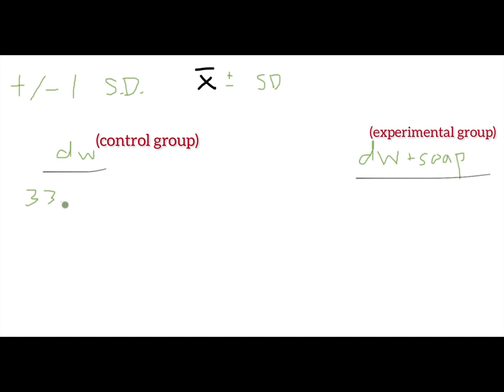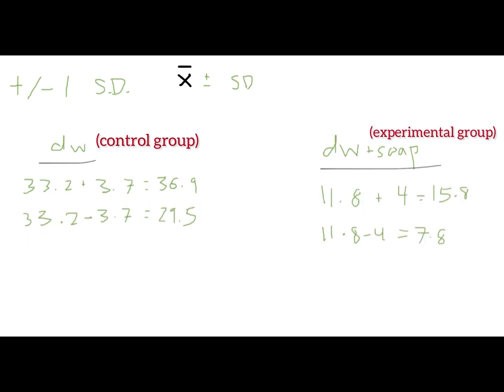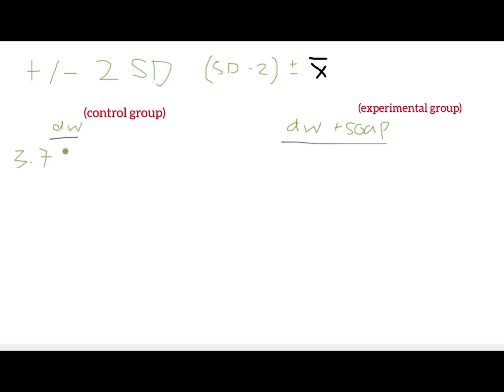And now we are going to find the plus minus 1 standard deviation, and we're just going to take the mean from each group and subtract it by its standard deviation. And we're just doing the same thing with the experimental group. And to find 2 standard deviation, we're just going to double the standard deviations of each of the groups and subtract and add them to their means.